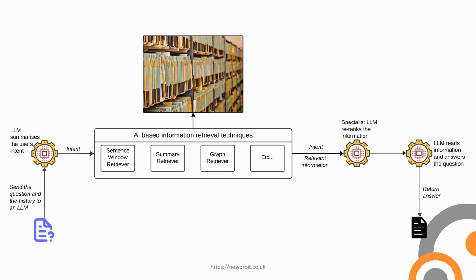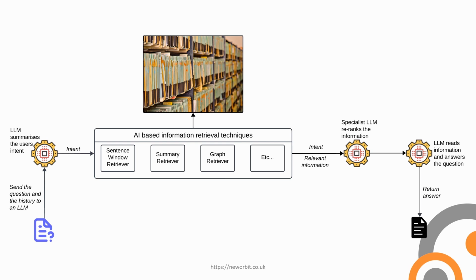Now you can set this up so that it's like a chat, so the question can go back and forth and the user can ask refining questions. Then you take that question and all of that history, you send it to a large language model, which will then summarize what the user really wants to ask into a condensed question based on the history and everything else.